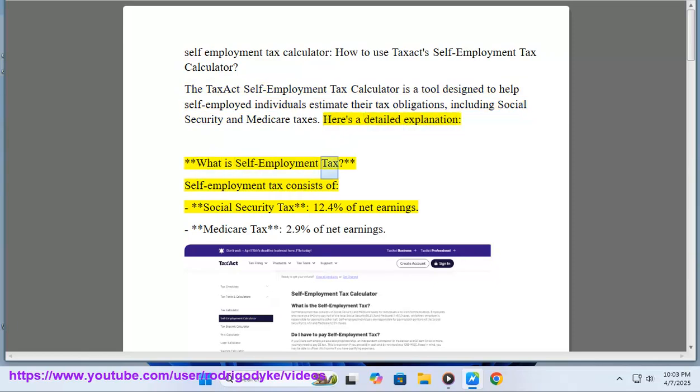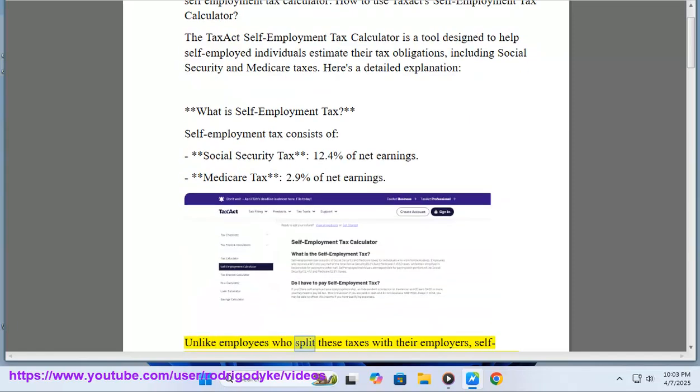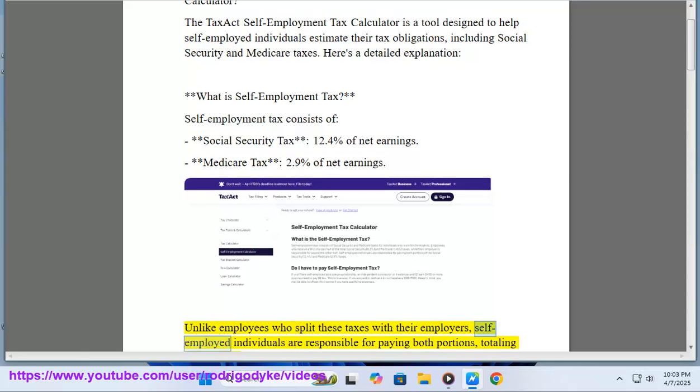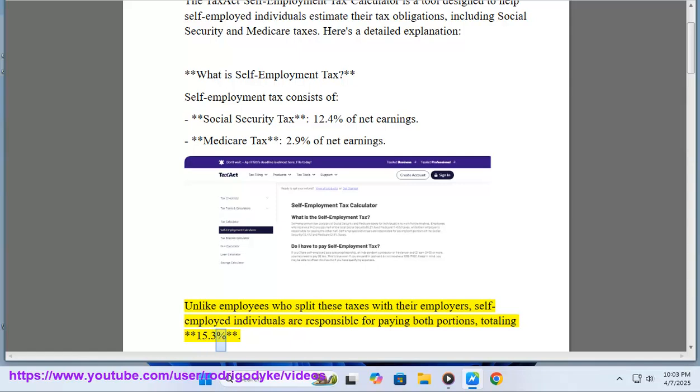What is self-employment tax? Self-employment tax consists of Social Security tax, 12.4% of net earnings, and Medicare tax, 2.9% of net earnings. Unlike employees who split these taxes with their employers, self-employed individuals are responsible for paying both portions, totaling 15.3%.